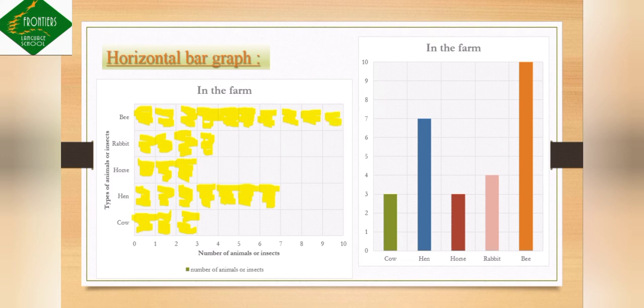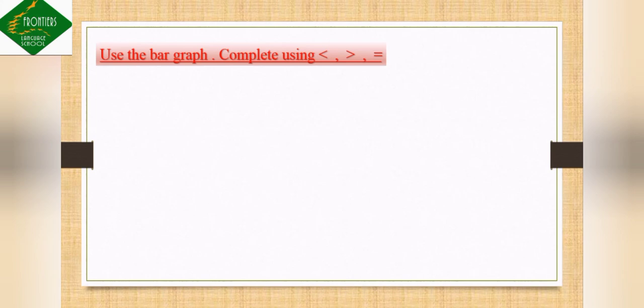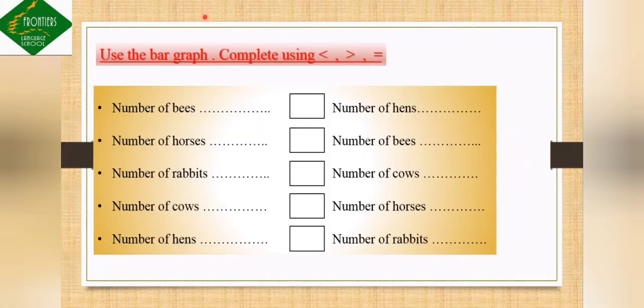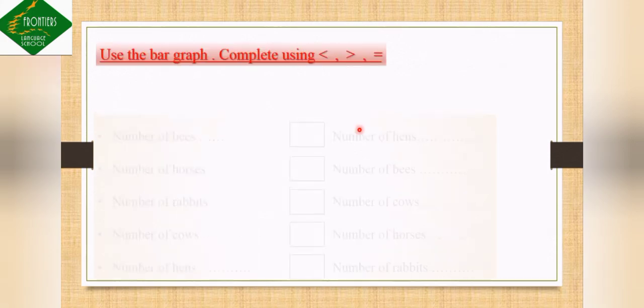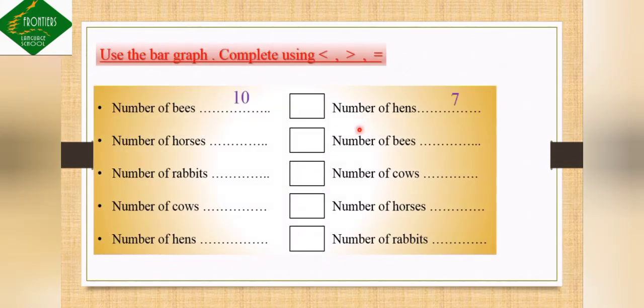Now it asked me something else. It tells me here to use the bar graph and complete using greater than, smaller than, or equal. The first thing it asked me about is the number of bees, and on the other side the number of hens. What should I do? I look at the bar graphs, then I answer the questions. The number of bees here is 10, and the number of hens is 7. I put 10 beside bees and 7 beside hens. Which is bigger? It's 10.